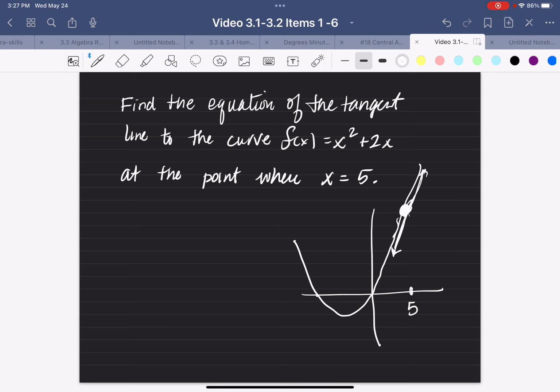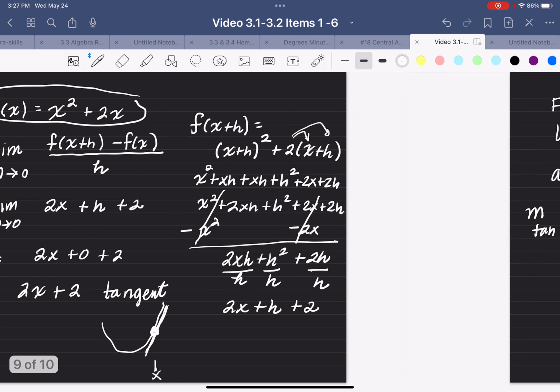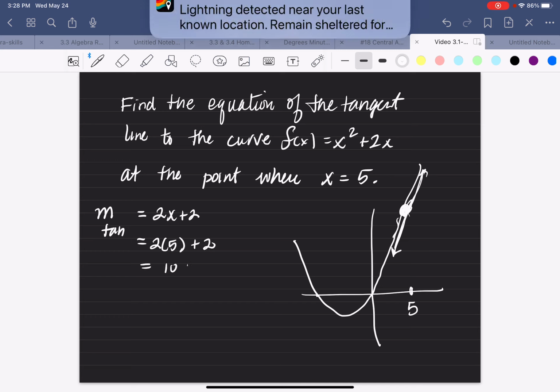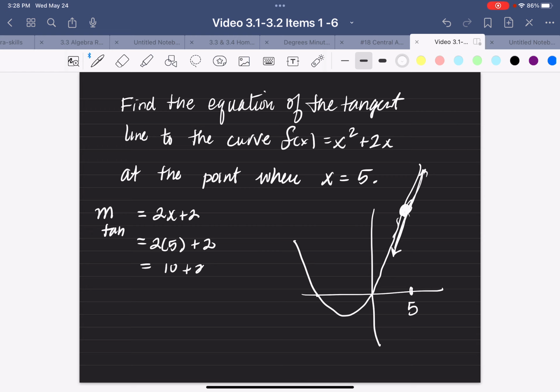So we know the formula for the slope of the tangent. We got it to be 2x plus 2. So the slope at 5 is 2 times 5 plus 2, which is 10 plus 2, which is 12. So the slope here is 12. That means we rise 12 and we run 1 to get on that line.